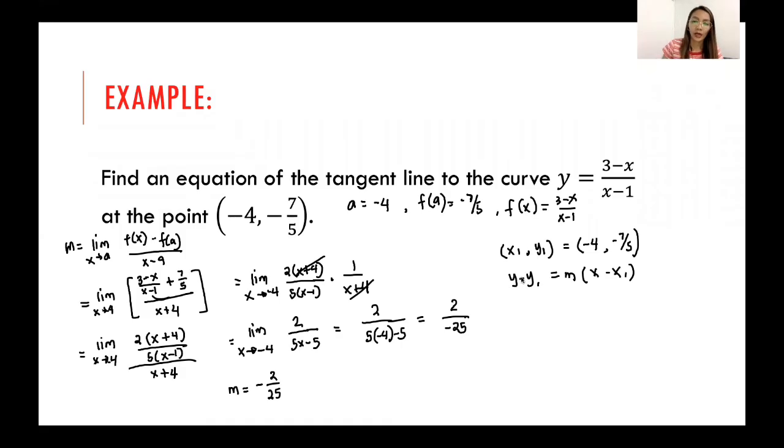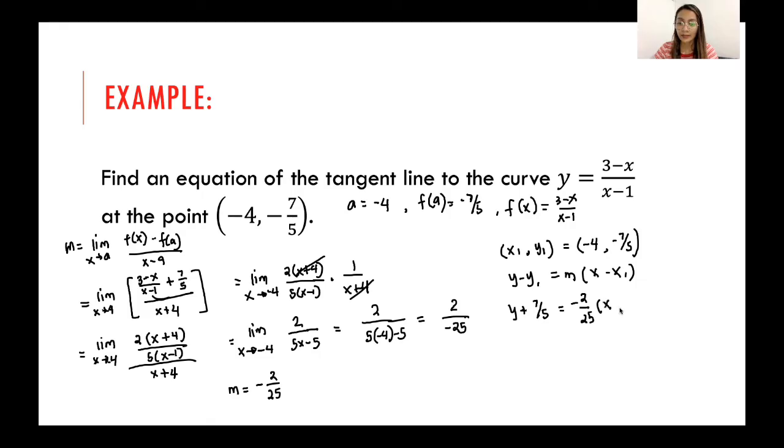Okay, so we can now find the equation of the tangent line. We have x sub 1 and y sub 1, which is negative 4 and negative 7 over 5. Applying the point-slope formula, y minus y sub 1 is equal to m times x minus x sub 1. Our y sub 1 is negative 7 over 5, so negative times negative, it becomes y plus 7 over 5. So that is positive, diba? Our m is negative 2 over 25, so we have negative 2 over 25 here.